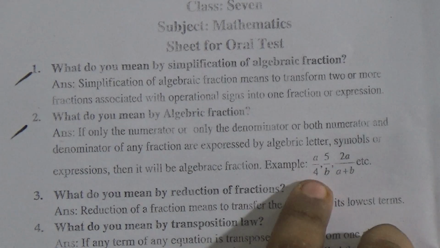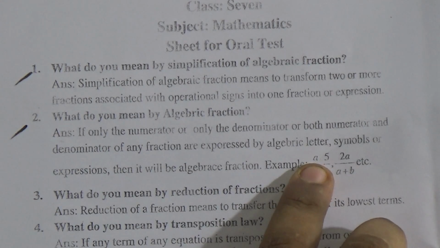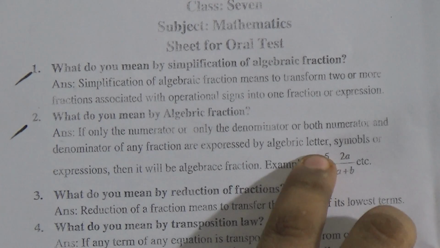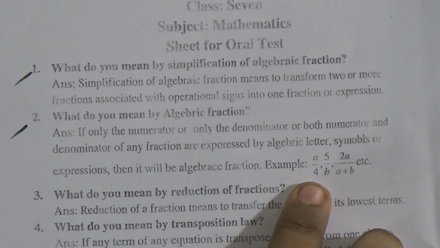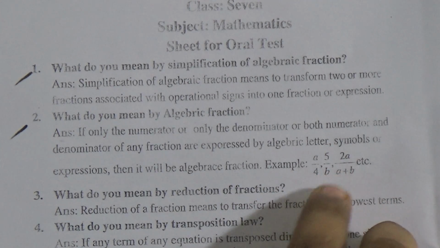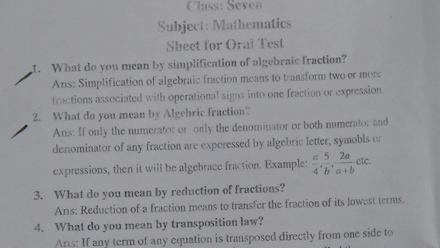Notice here a by 4. 4 is a numeric value, and a is the symbol of a letter. For this reason, the numerator is an algebraic letter. A by 4 is a fraction. On the other hand, 5 by b, the denominator b is an algebraic letter. 2a by a plus b, both numerator and denominator are algebraic letters. I hope you have understood. Question number 3, what do you mean by reduction of fraction?